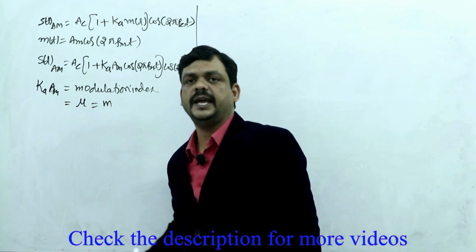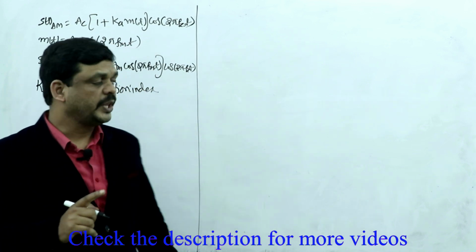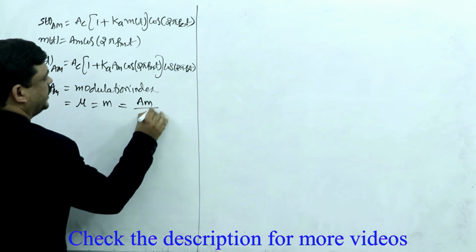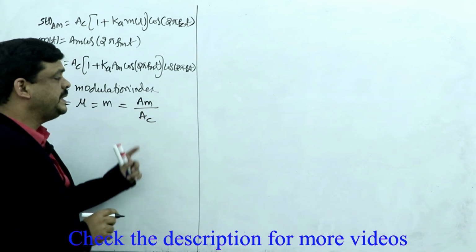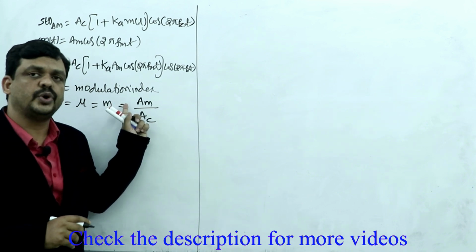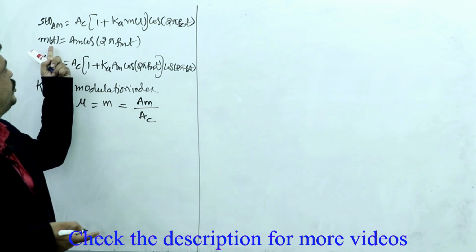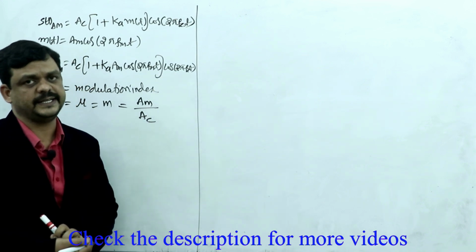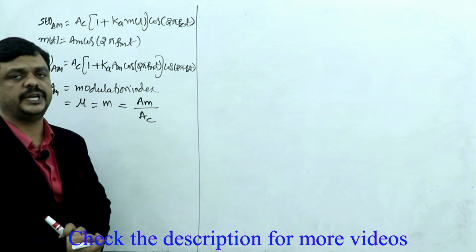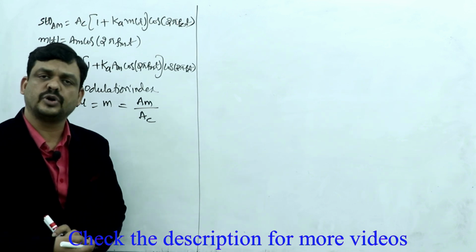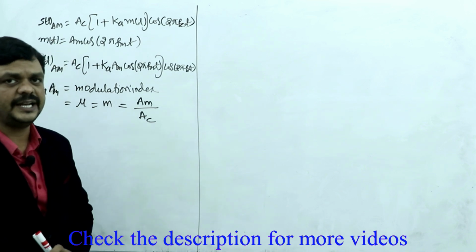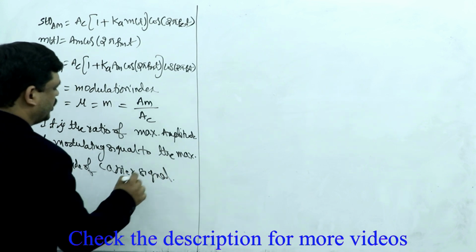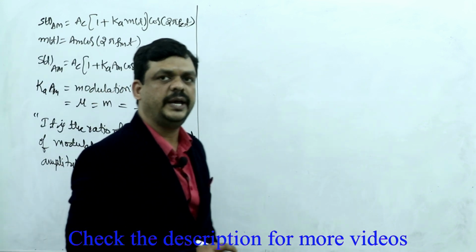Already we have discussed that Ka is nothing but 1 by Ac. If you substitute that value here, then finally this mu value becomes Am by Ac. Am is the maximum amplitude of the modulating signal, and Ac is the maximum amplitude of the carrier signal. The ratio of the maximum amplitude of the modulating signal to the maximum amplitude of the carrier signal is called the modulation index. So this gives the standard definition of the modulation index, that is mu is equal to Am by Ac.